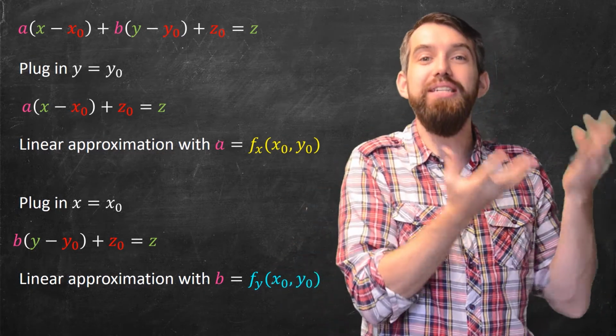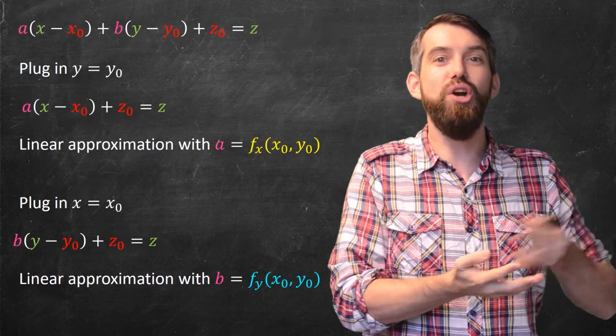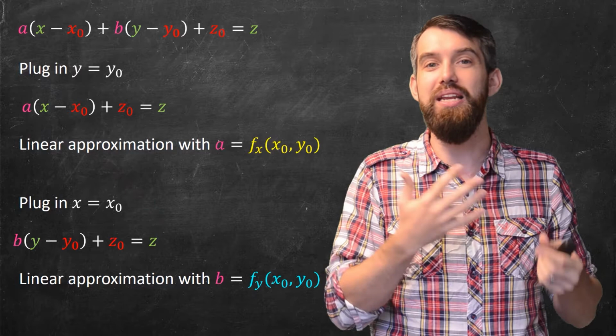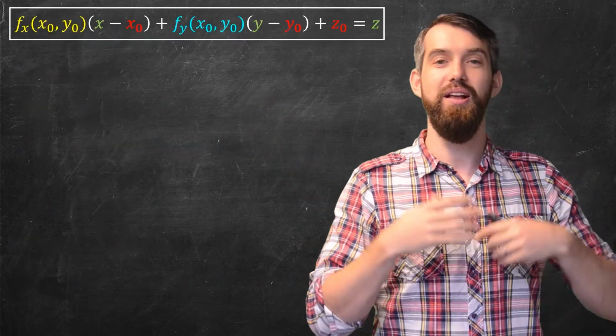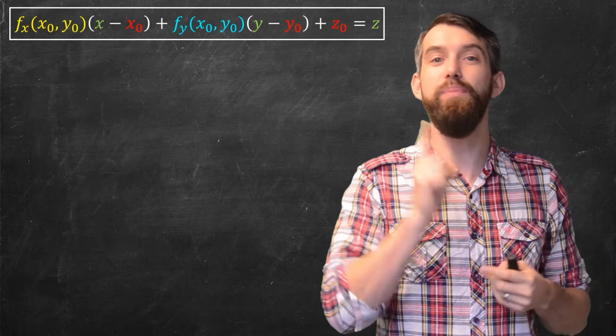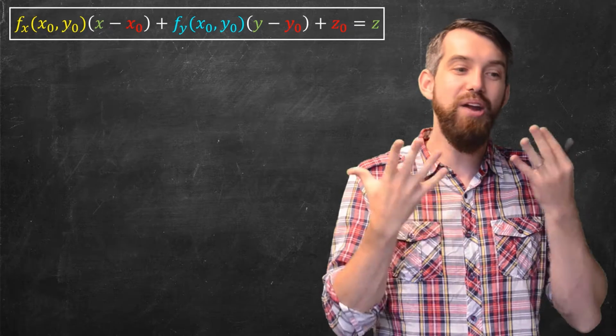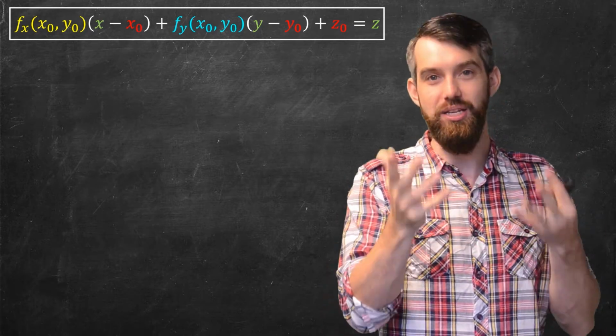We have inherited the notion of a good approximation from single variable calculus to determine the a and the b that we need in multivariable calculus. Put it all together, I can get the equation: the partial derivative with respect to x at our point times x minus x naught, plus the partial derivative with respect to y at our point x naught, y naught, times y minus y naught, plus z naught is equal to z.